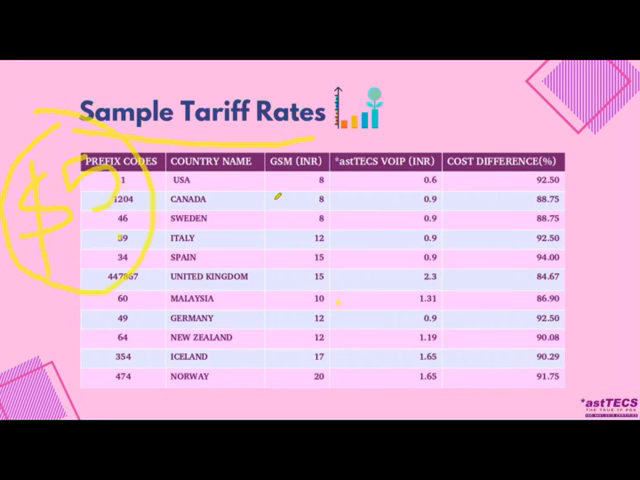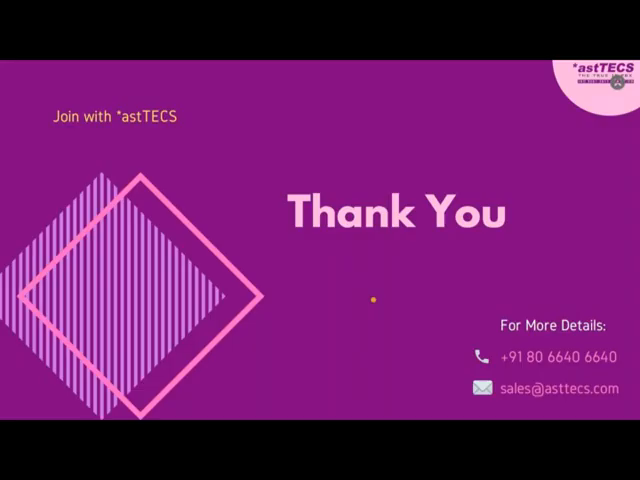Also, we are coming up with a bundled solution, on demand, because there are a lot of countries. For example, if a company wants a call center solution with VoIP minutes, we can bundle it and have one rate including both the call center solution and VoIP minutes. That is another solution we have come up with. Based on your requirements, you can start talking to your customers and get the rates. So this is what the VoIP service that astTECS can offer.